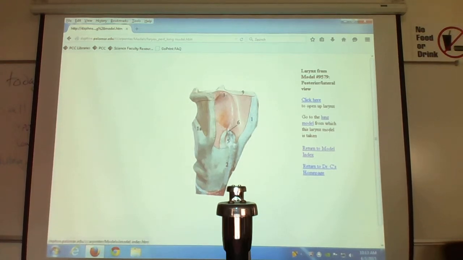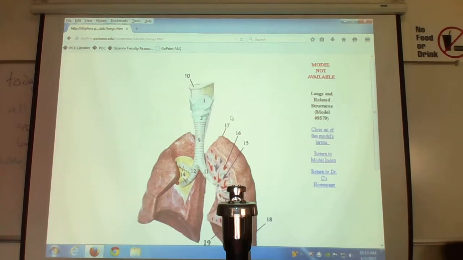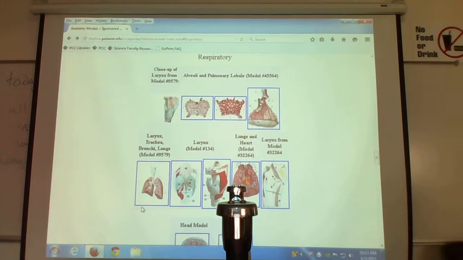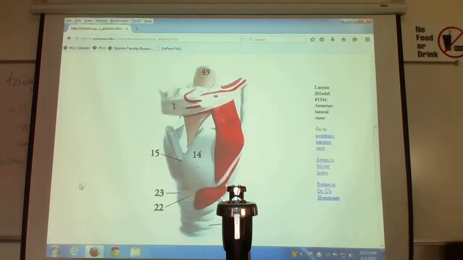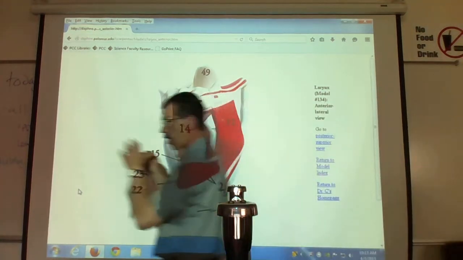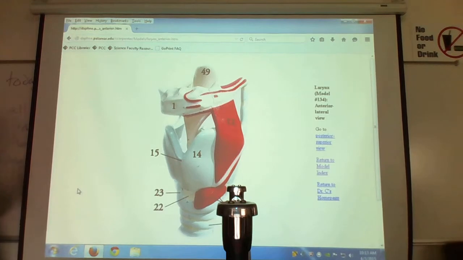So here is the back of it, here's the front of it, and so what we're going to do is zoom in on the larynx. So let's pick out the blue stuff first. The blue in the larynx is always the cartilage. So all you have to do is remember which one it is.